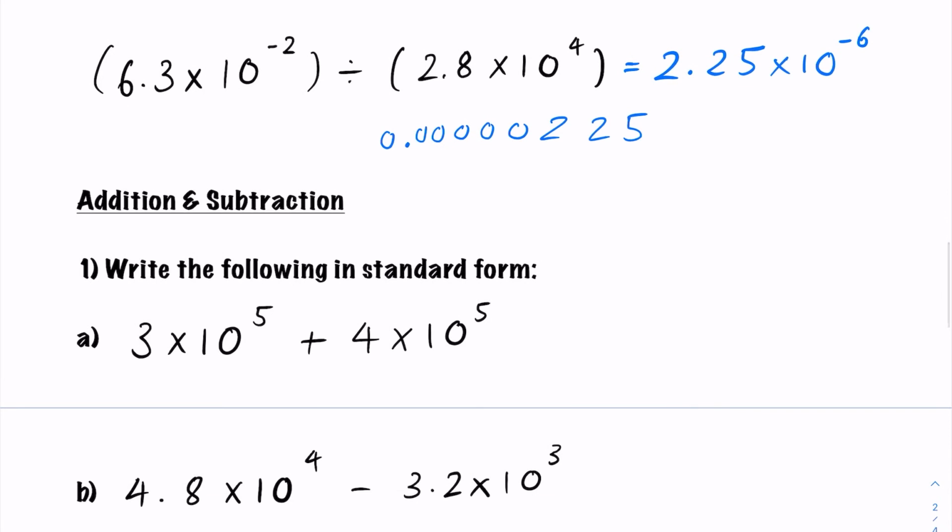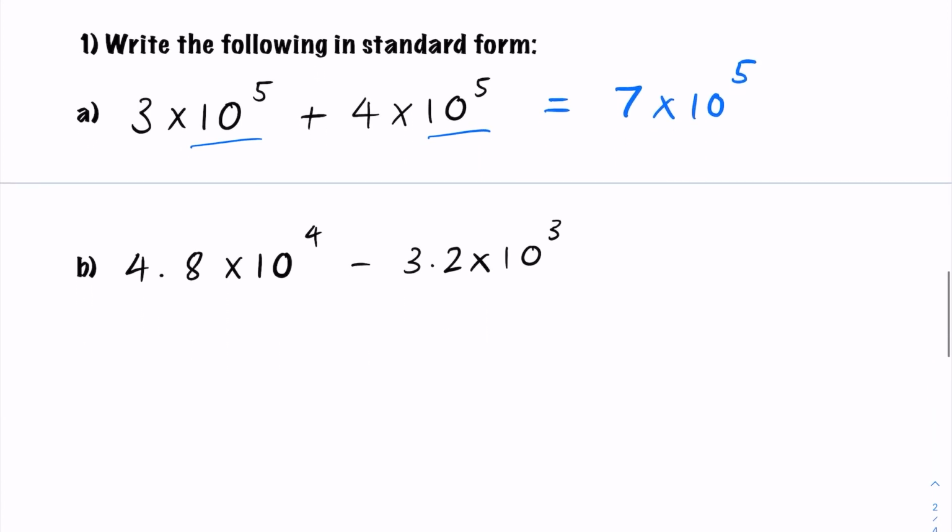Okay, addition and subtraction. So looking at 1a to start off with. 3 times 10 to the 5 plus 4 times 10 to the 5. So when the powers here and here match up, they're both just 10 to the power of 5. We can add these quite easily just by thinking about it in the same way you would if it was 3x, so 3 lots of x, plus 4 lots of x, you would get 7 lots of x, so 7x. Well, in exactly the same way, if you have 3 lots of 10 to the 5, and you're adding 4 lots of 10 to the 5, you would have 7 lots of 10 to the 5, so 7 times 10 to the power of 5. So when the powers match up, the problem here isn't actually too great.